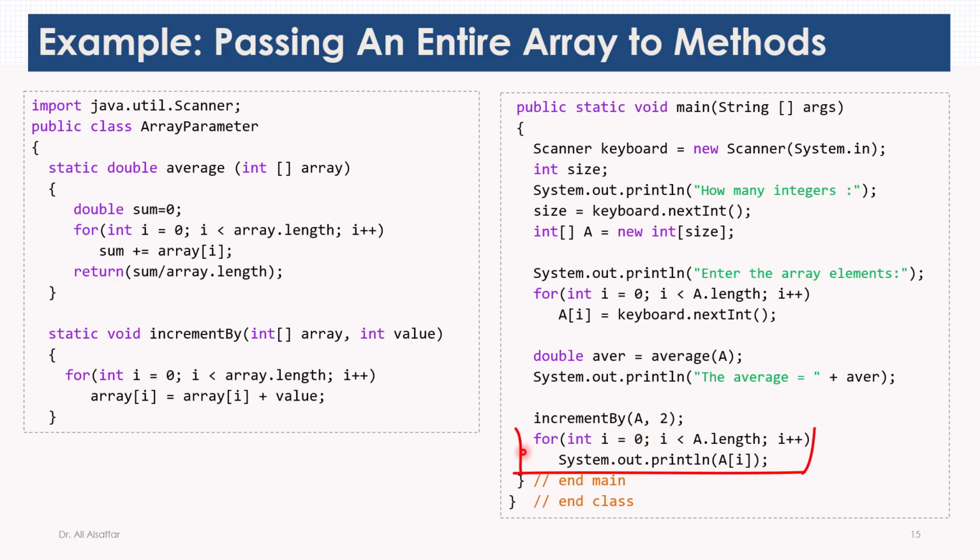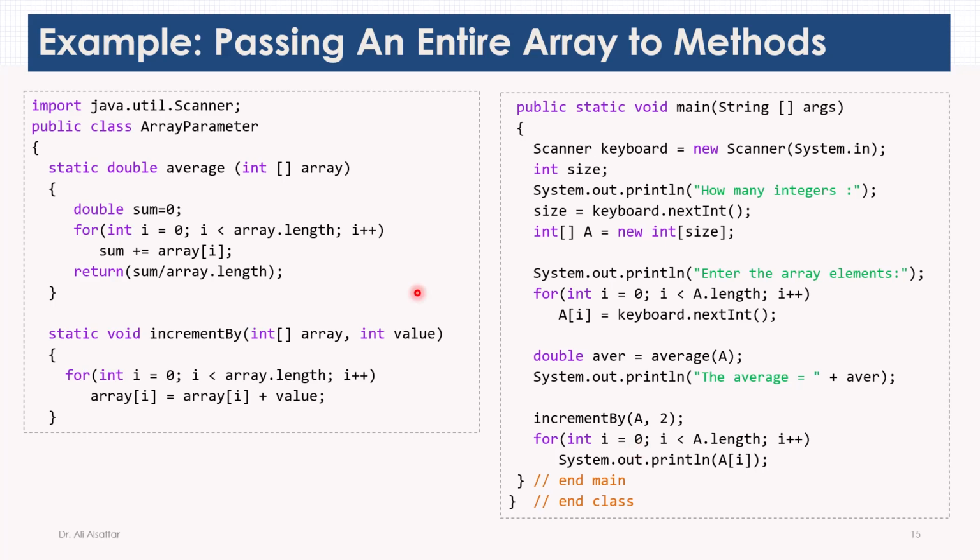So this is why when you print after you come back from the call, you will not see the same values that were entered by the user. Why? Because the method has changed its values. So when you use the actual parameter A, the name of the array, inside the method, the formal parameter has a different name, array. However, both of them are pointing to the same array, because when you call the method, the reference of A will be copied into array. So when you change the elements of array, in fact, you are also changing the elements of A.